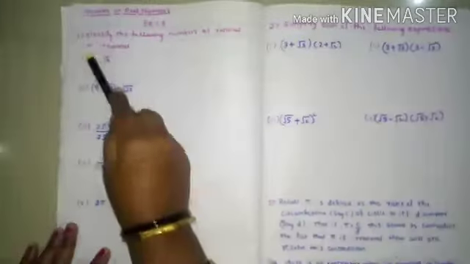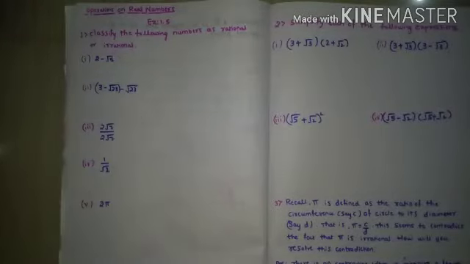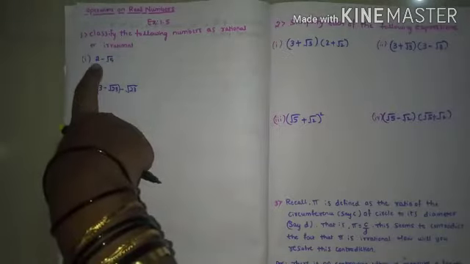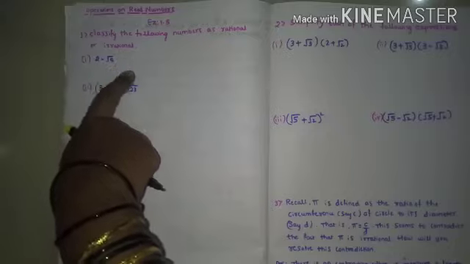Here the first one they have given is 2 minus root 5. Is 2 minus root 5 rational or irrational? 2 is a rational number because we can represent it in the form p by q. Root 5 is an irrational number. If you subtract an irrational number from a rational number, you will get an irrational number only. So this is an irrational number.